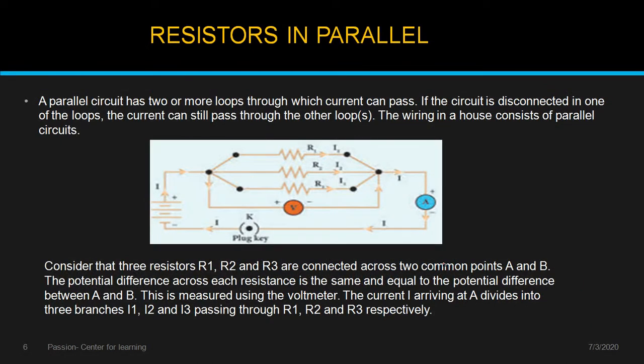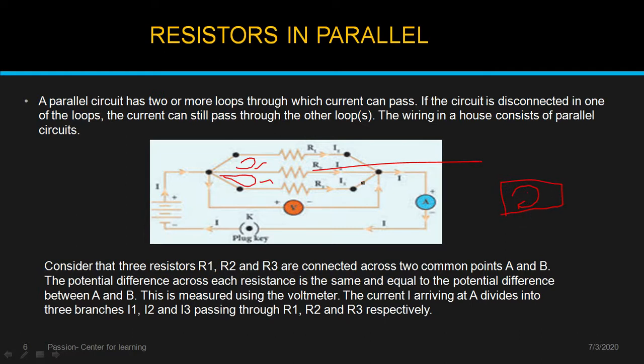Now the same way we are going to see the parallel circuit. A parallel circuit has two or more loops, whereas in series you have only one loop. Here you can see this is one loop, this is one loop. What is a loop actually? It starts from here and ends at the same point. This is a loop.